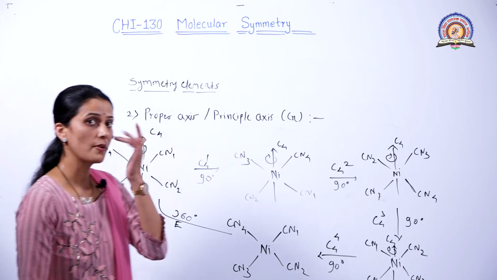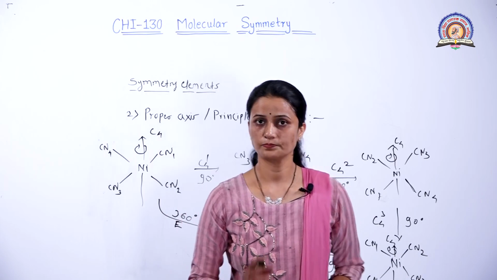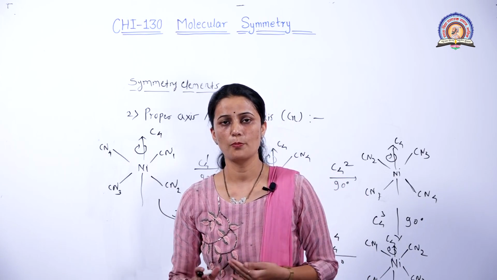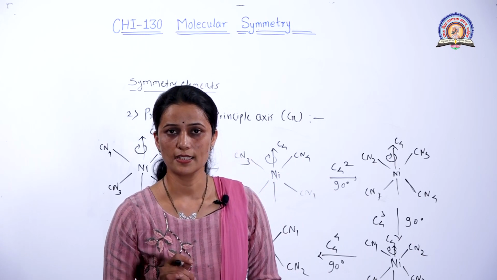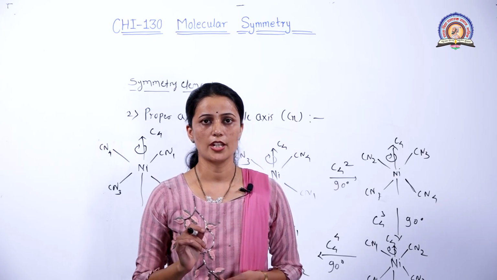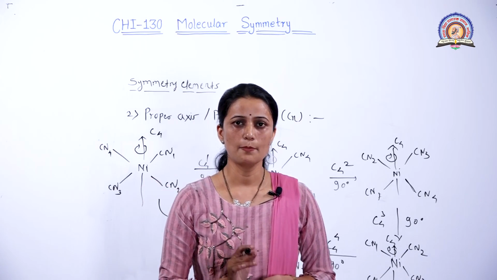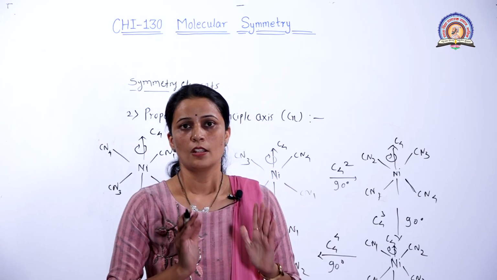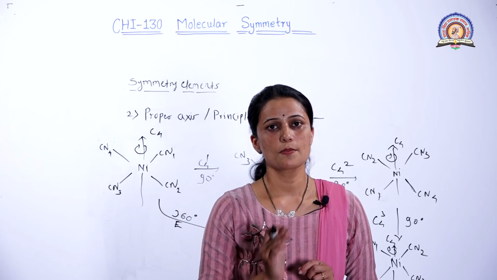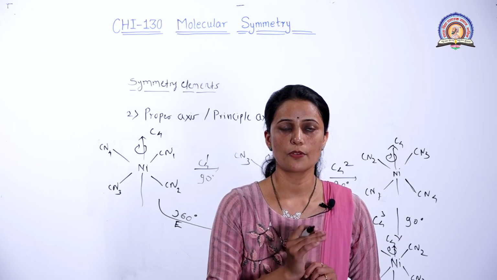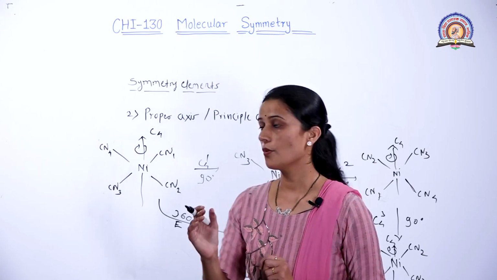This is about the proper axis or principal axis. I again repeat what is meant by proper axis or principal axis. It is denoted by Cn. C means cyclic, n means order of rotation, and it is nothing but the type of symmetry element by which rotation can be carried out, which takes the molecule from one orientation to another orientation.